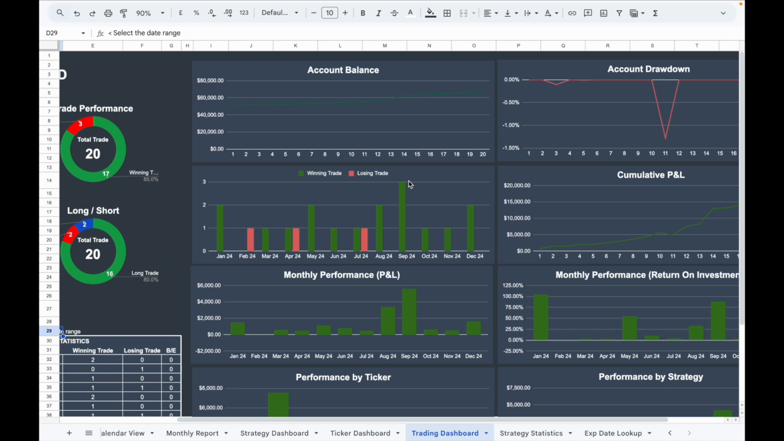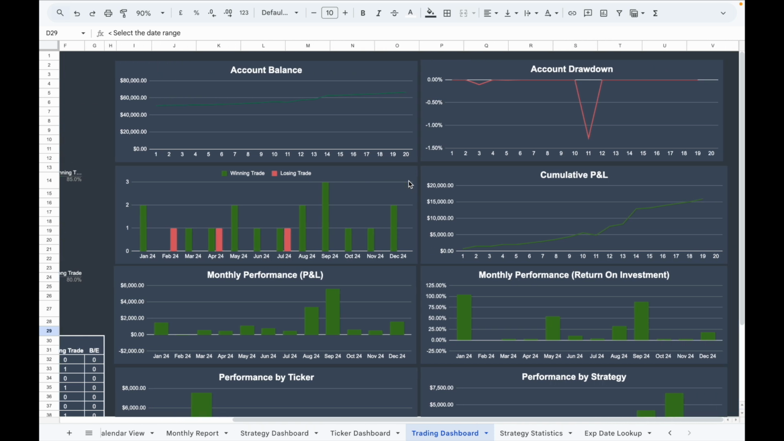The graph on the right allows you to have a glance at your overall period trading performance, such as account balance, which shows the total value of the account at a given point in time over the whole period. Account drawdown shows the maximum loss the account incurred over the whole period, and account cumulative P&L shows the net profit or loss accumulated over time.